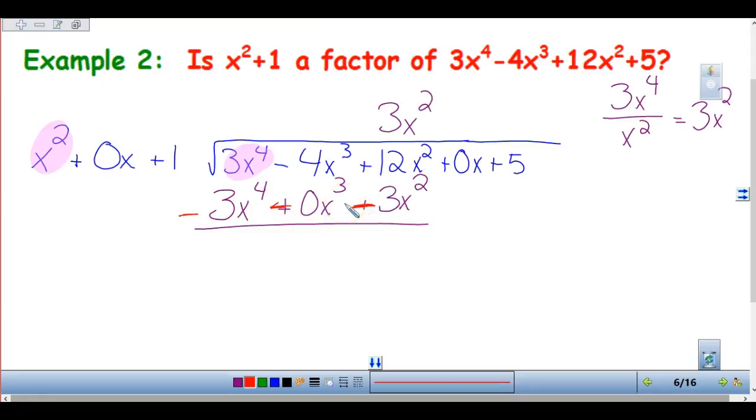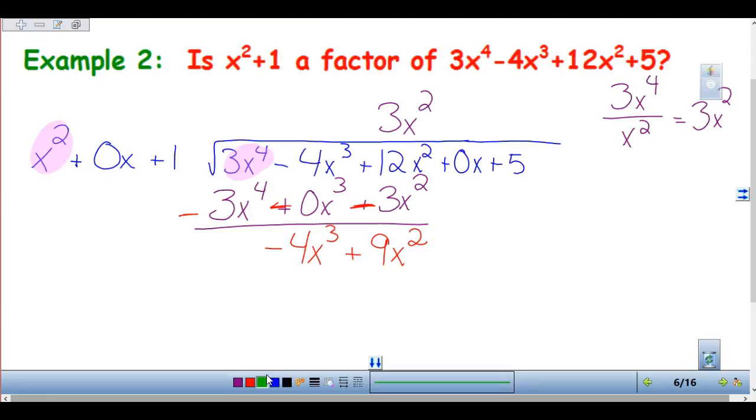Notice my 3x to the 4th cancels. Here I'm left with negative 4x cubed. And then 12 minus 3 is 9. So I get 9x squared. It does take a while.